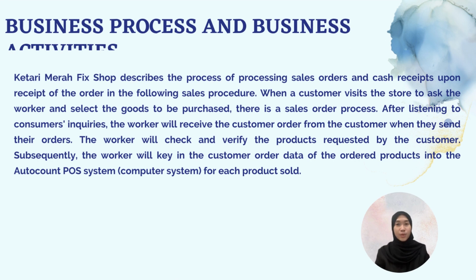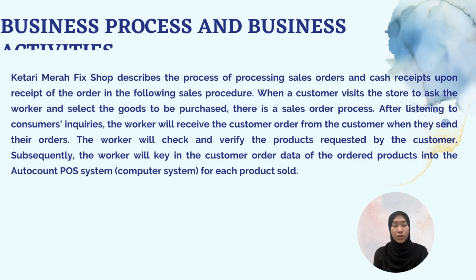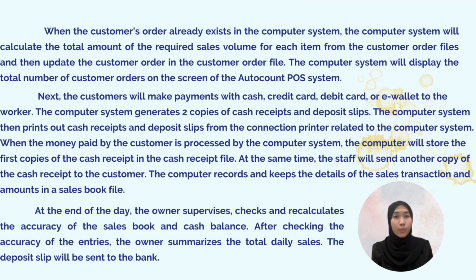Next is business process and business activities for Qatari Mera Fix Shop. When a customer visits the store and selects the goods to be purchased, there is a sale order process. After listening to customer inquiries, the worker will receive the customer order. The worker will check and verify the product requested by the customer. Then the worker will key in the customer order data of the product into the AutoCount system. The order already exists in the computer system.